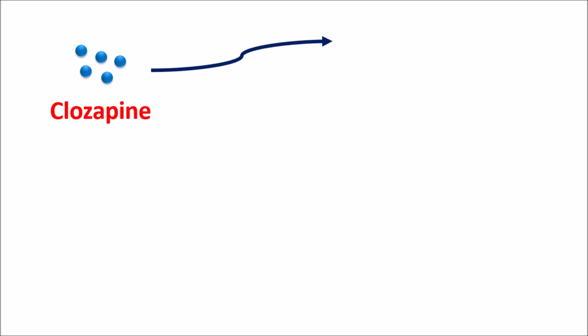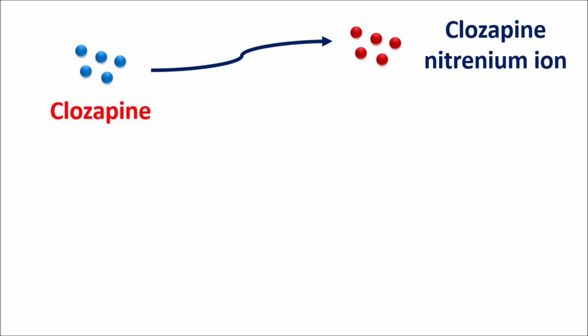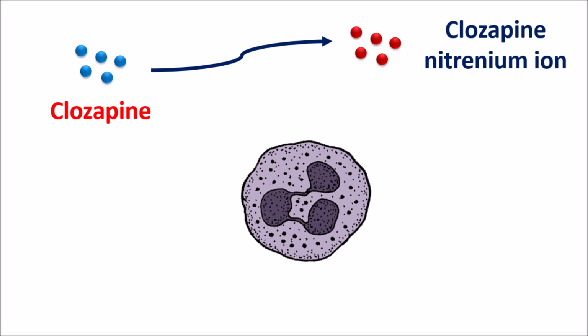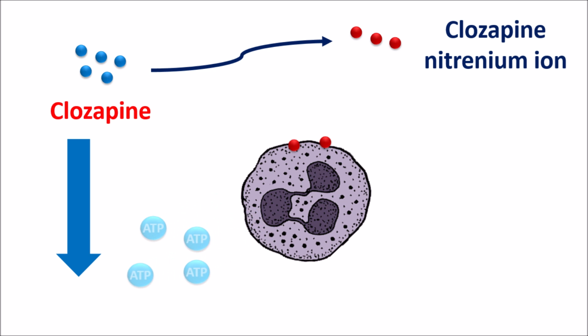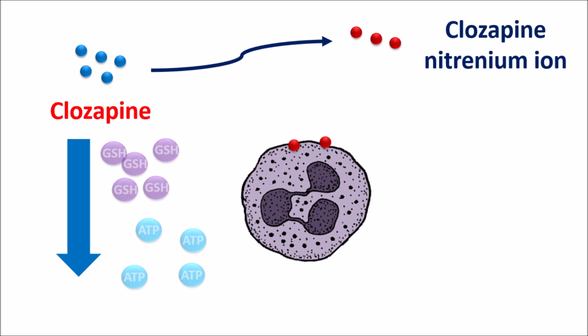This clozapine is going to be converted into the clozapine nitrenium ion by a metabolic process, and this can target the neutrophils. These clozapine nitrenium ions, because of high reactivity, can bind with neutrophils, and within the neutrophils they can produce some oxidative damage. Thereby they can reduce the levels of ATP, as well as the levels of glutathione. Glutathione is an antioxidant. When their levels are reduced, the oxidative damage is more pronounced in the neutrophils.